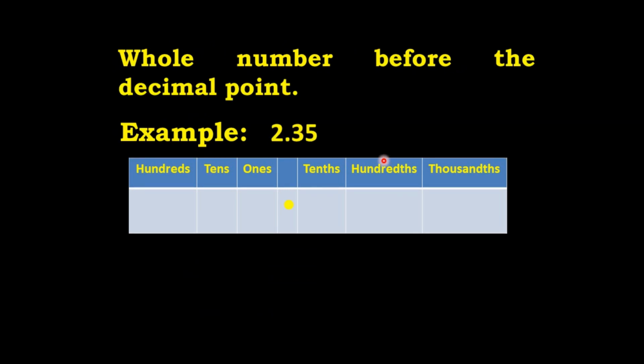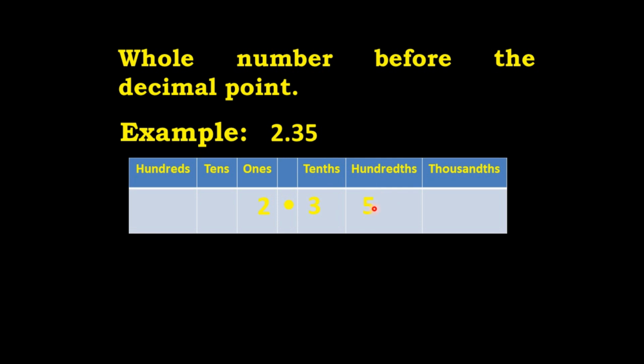Right, next. So in this case, we have our whole number, which is 2. So 2.35. But let us just focus on the decimal part, 0.35. Alright. So the last digit is 5. So meaning, okay, so 2 here needs to be in the ones place. Then 3 needs to be in the tenths place. And then 5 needs to be in the hundredths place.